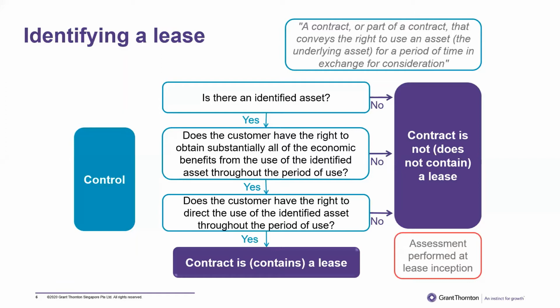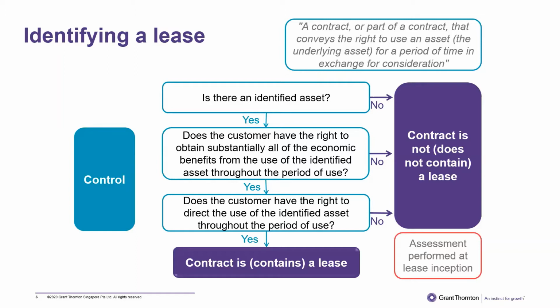So in most of the cases, it won't be so complex. It would be a straightforward lease like an office lease, building lease. But in some scenarios, you may have a contract for sale or purchase of goods, which has an embedded lease component to it because it provides you a right to use an asset. How do we determine that is what we're going to discuss now.